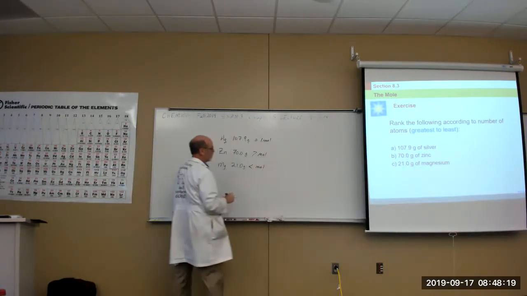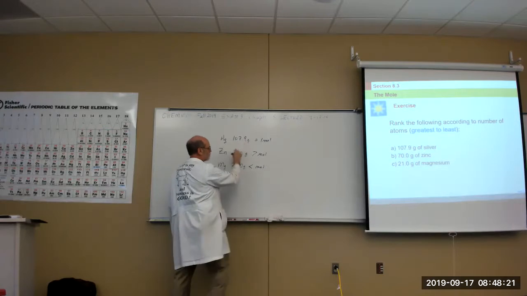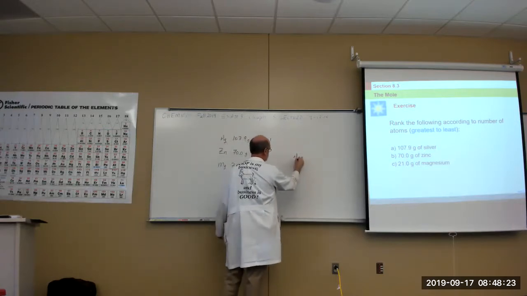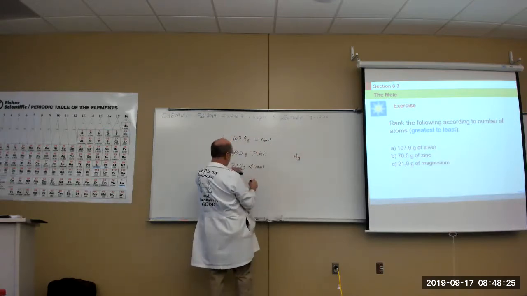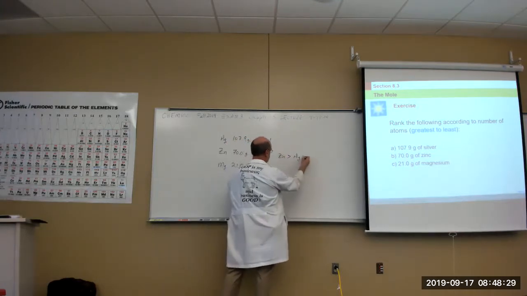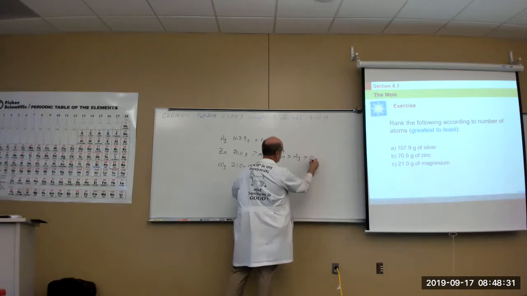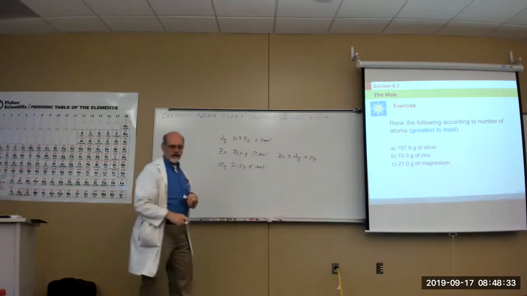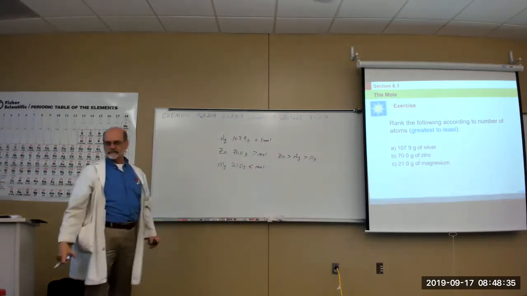So now you can put them in order. This one's in the middle, and greater than that is greater than a mole, zinc. Less than that is magnesium. So there's your order, and you didn't have to even use your calculator.